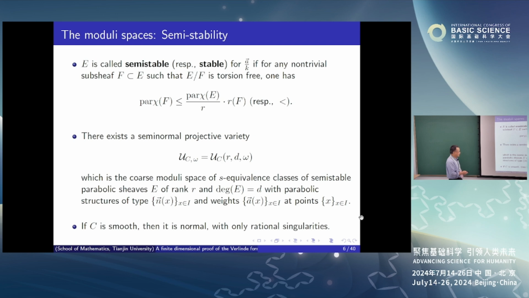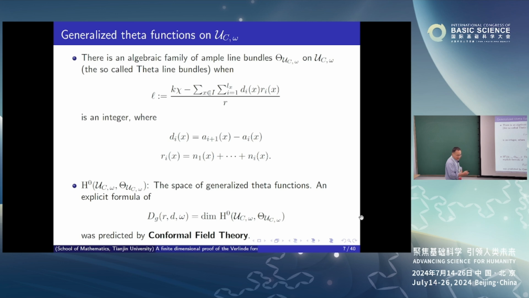Now one can construct the moduli space. There is a semi-normal projective variety, which is the coarse moduli space of the semi-stable parabolic sheaves with fixed rank r and degree d, with parabolic structure of type and weights fixed. If C is smooth, then this is normal projective with only rational singularity. So I have such a projective variety.